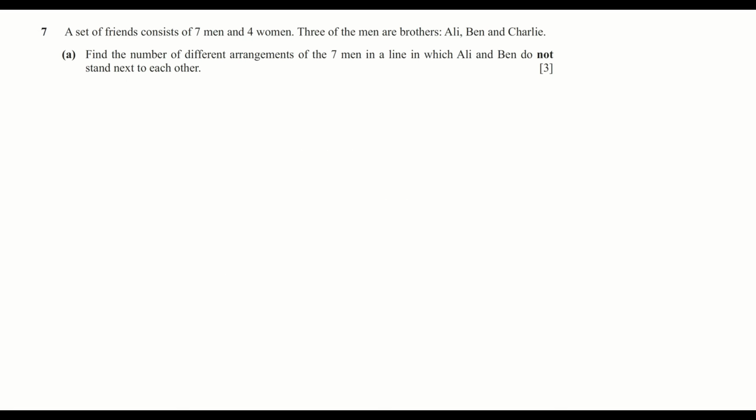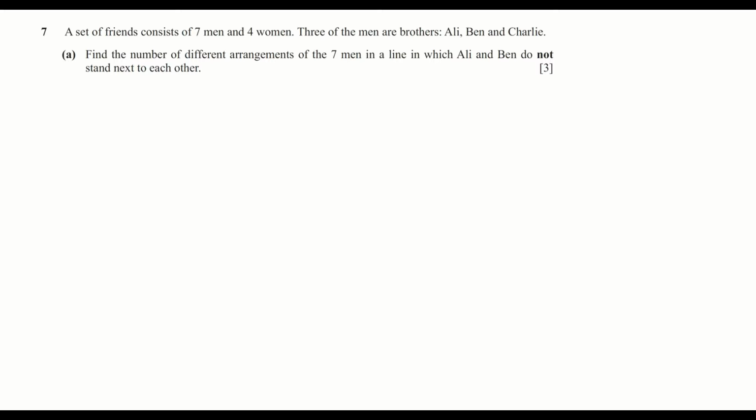A set of friends consists of 7 men and 4 women. 3 of the men are brothers, Ali, Ben, and Charlie. Part A says find the number of different arrangements of the 7 men in a line in which Ali and Ben do not stand next to each other. The easiest way to do this is to find the number of arrangements without restrictions and then subtract the number of arrangements where Ali and Ben do stand next to each other.